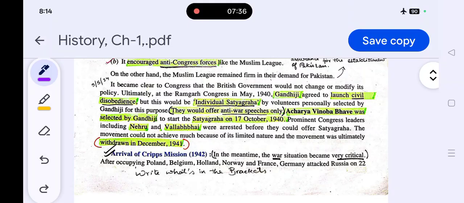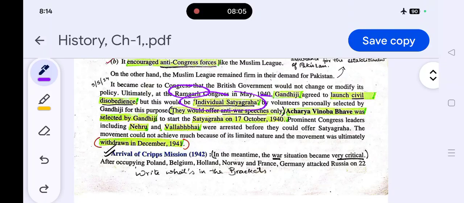It became clear to Congress that the British government would not change or modify its policy. Ultimately, at Ramgarh Congress in May 1940, Gandhiji agreed to launch civil disobedience. But this would be individual satyagraha. Now, what is this? We'll get to know. By volunteers personally selected by Gandhiji for this purpose, they would offer anti-war speeches only.